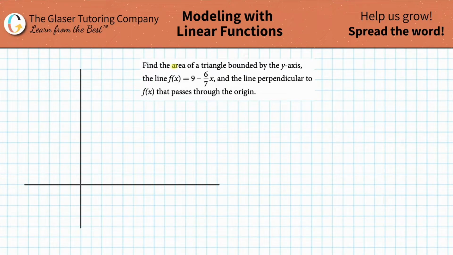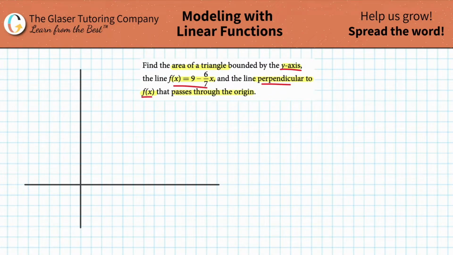Today, we're going to find the area of a triangle bounded by the y-axis, the line f of x equals 9 minus 6 over 7x, and the line perpendicular to f of x that passes through the origin. All right, so let's take it piece by piece. We've got to create this little triangle that's bounded by the y-axis, this function, and then the function perpendicular to that function I just circled.